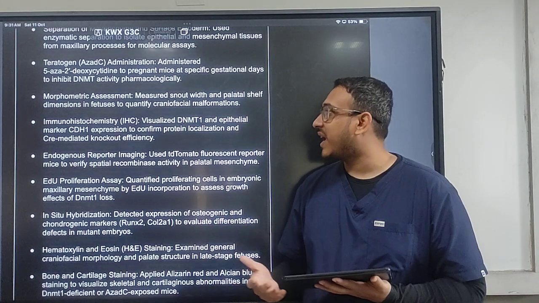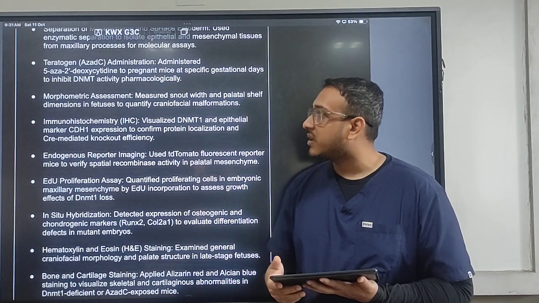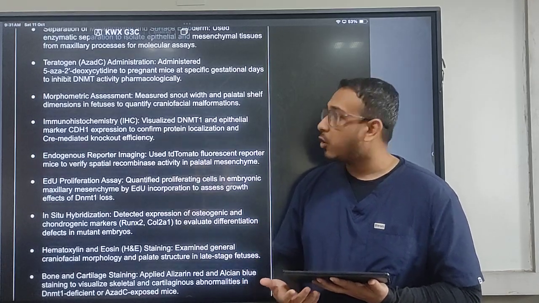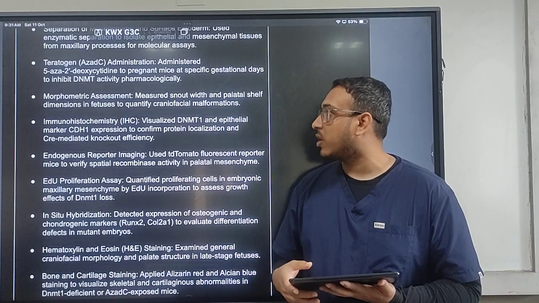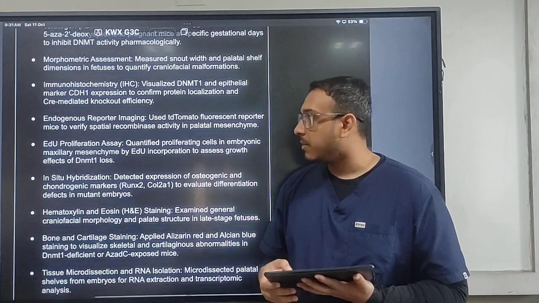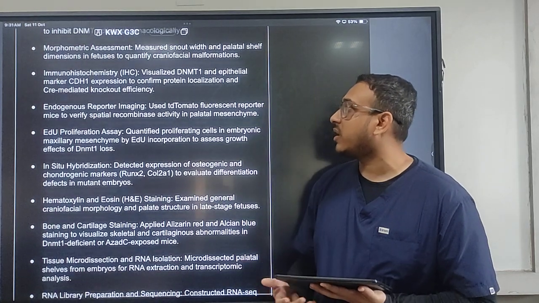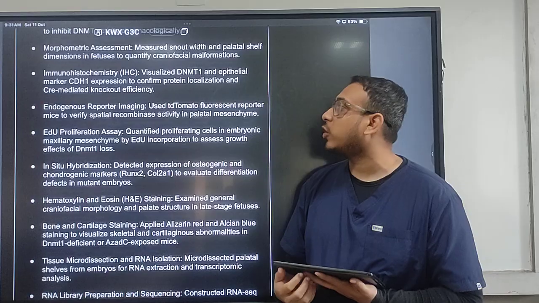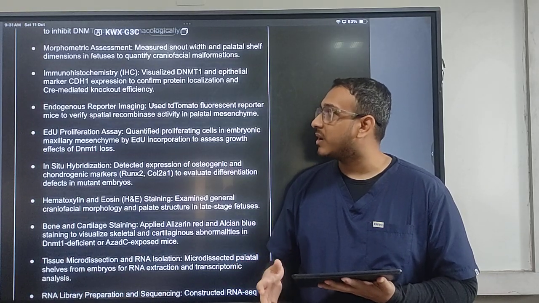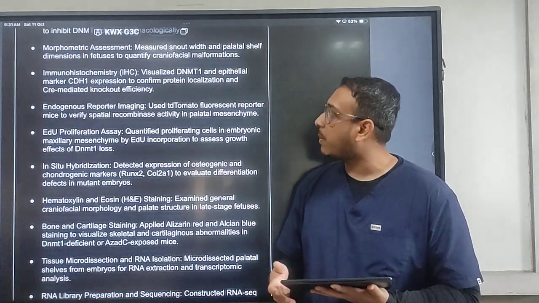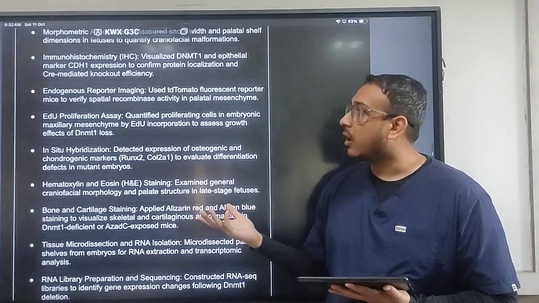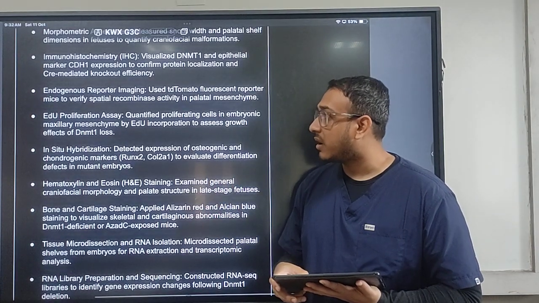Also, they visualized DNMT1 and the epithelial marker CDH1 expression using immunohistochemistry to confirm the protein localization and Cre-mediated knockout efficiency. Then they used the tdTomato fluorescence reporter mice to verify spatial recombinase activity in the palatal mesenchyme, where it actually occurred in the palatal region.